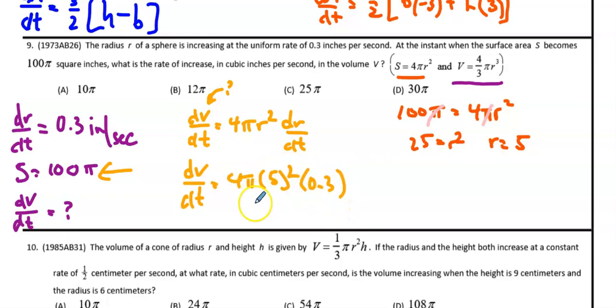And so we'll go ahead and do this. We know that this is going to be 25. 25 times 4 is 100. 100 times 0.3 is just going to be 30. So this is going to be 30 pi. And so the answer is D.